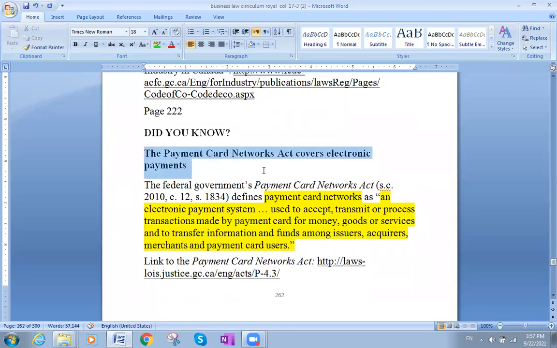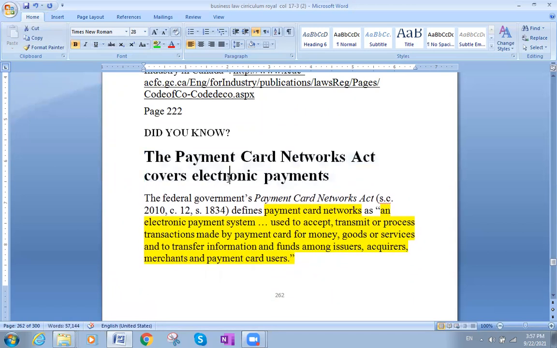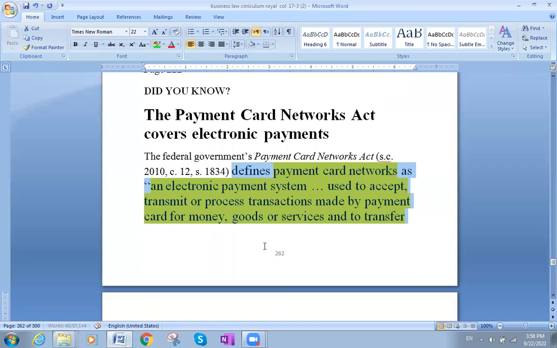Now we'll see about the payment card networks that cover electronic payment. The federal government defines a payment card network as an electronic payment system used to accept, transmit, or process transactions made by payment card for money, goods, or services, and to transfer information and funds among issuers, acquirers, merchants, and payment card users. So this is the use of cards.